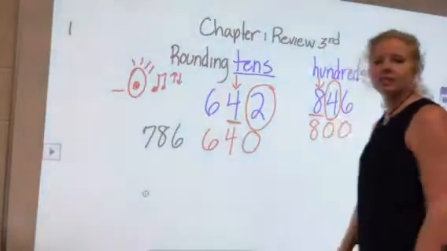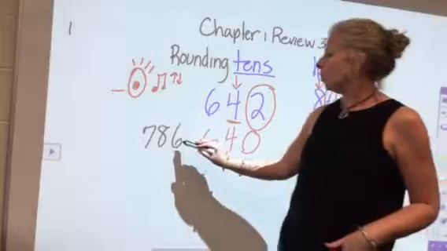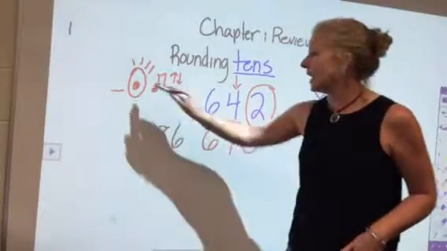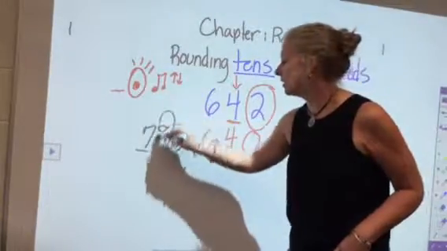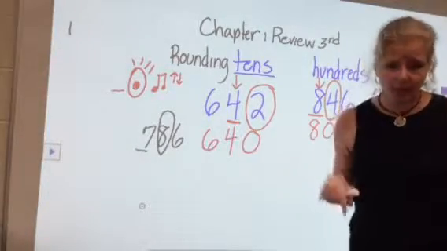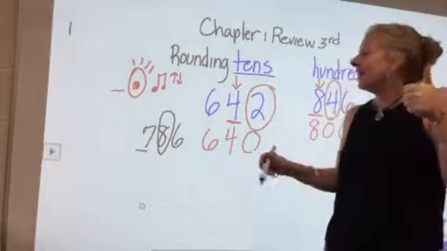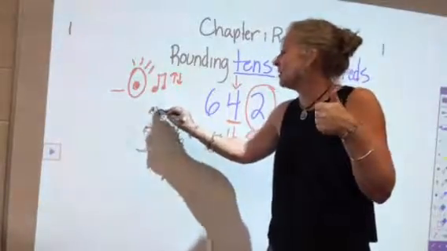Let's round this to the nearest hundreds. First step, underline the nearest hundreds. Ones, tens, hundreds. Then I look. Then I sing. 1, 2, 3, 4, round them down, that's for sure. 5, 6, 7, 8, 9, round them up. My arrow goes up this time.